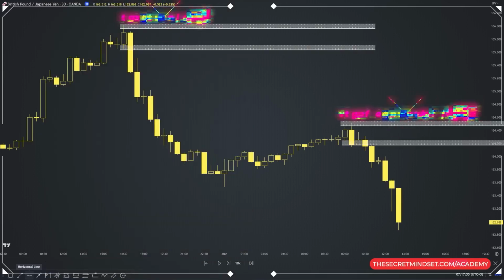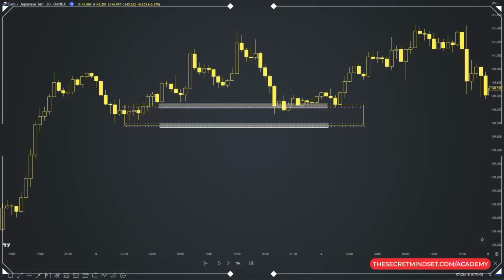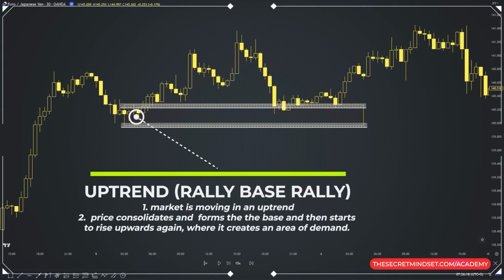There are 2 types of supply and demand zones, trend continuing zones and reversal ones. You will mainly look for trend continuing patterns of supply and demand. These are formed within the trend. When the market is moving in an uptrend, price consolidates for a certain period of time, forms the base, and then starts to rise upwards again, where it creates an area of demand. So an uptrend requires a rally, followed by a base, followed by another rally. A long position should be entered when the price comes to mitigate or revisit this area.